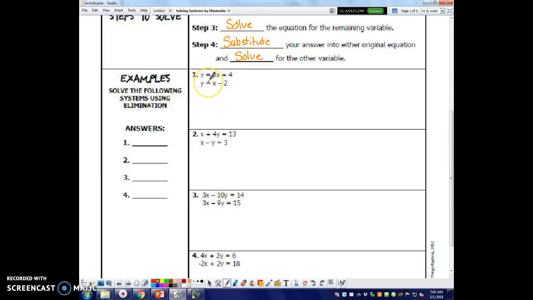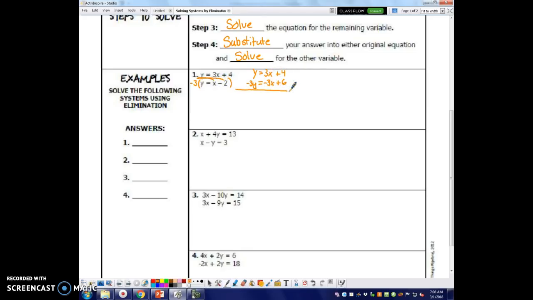We're either going to pick x or y in this circumstance. For this particular problem, I'm going to choose x. Okay, now I need to make it to where, say this is a positive 3x, I need to make this a negative 3x. So I'm going to multiply the whole thing by negative 3. Okay, so on top we have y equals 3x plus 4. Now on bottom we're going to have this. Negative 3 times y is negative 3y equals negative 3 times x is negative 3x. And then negative 3 times negative 2 is positive 6.